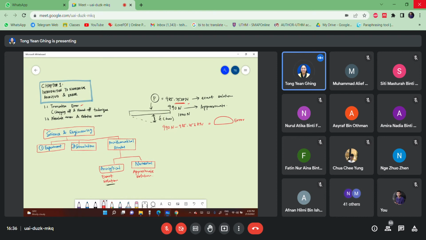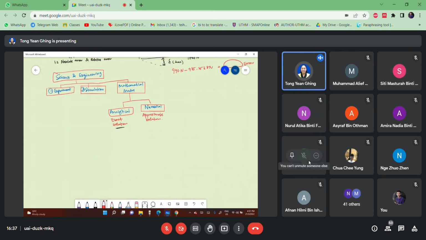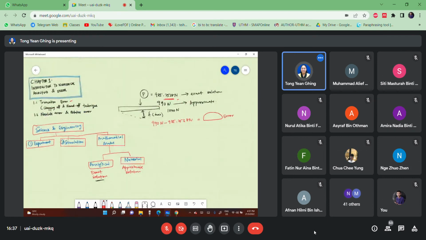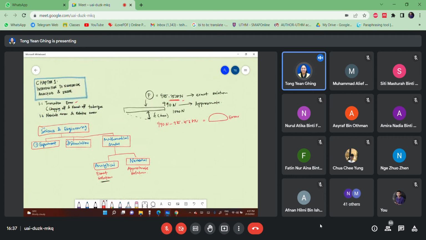Okay, so far okay or not? So far I have just explained to you why we learn numerical methods. And now we go for topic 1.1, truncation error, chopping off and round off technique. If I'm too fast, you just let me know. Does anyone want to take a snapshot? Print screen. Okay, we go for the truncation error.